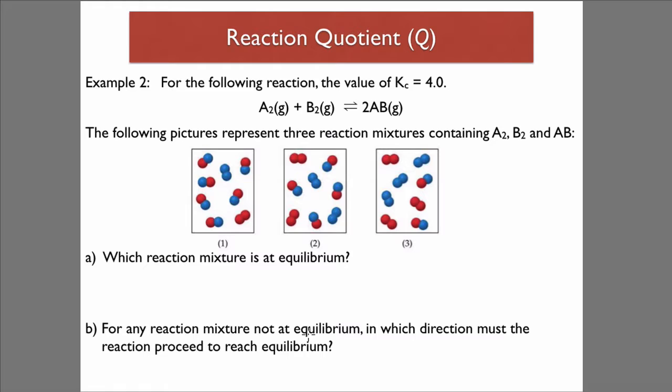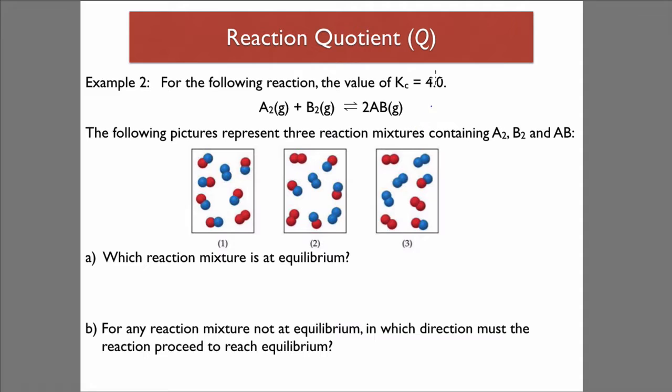Second example, we've got an equilibrium constant value of 4 for A2 plus B2, giving us 2AB. And we've got some lovely pictures here representing 3 reaction mixtures containing A2, B2 and AB. Obviously AB is the one where you've got a blue and red atom together. And let's just say A are the blue ones, B are the red ones. Which reaction mixture is at equilibrium?